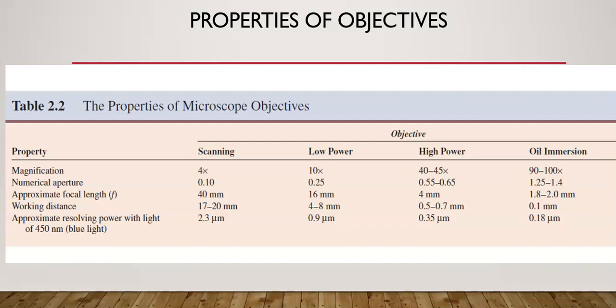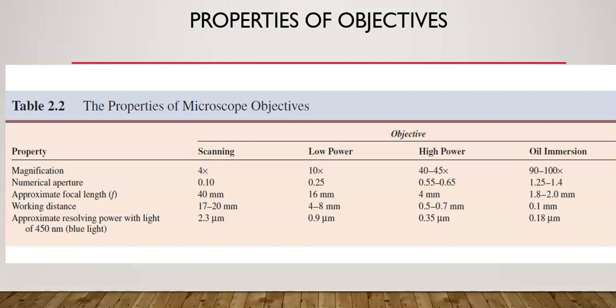Numerical aperture, which we had discussed in the last video. It is 0.10 for scanning, 0.25 for low power, 0.55 to 0.65 for high power, and 1.25 to 1.4 for oil immersion. So you can see it is relatively higher for oil immersion. And we had a separate video, so I believe you all have seen that video on numerical aperture and how it can be raised. The approximate focal length is 40 millimeter for scanning, 16 millimeter for low power, 4 millimeter for high power, and 1.8 to 2 millimeter for oil immersion.